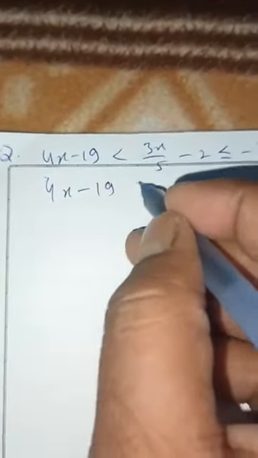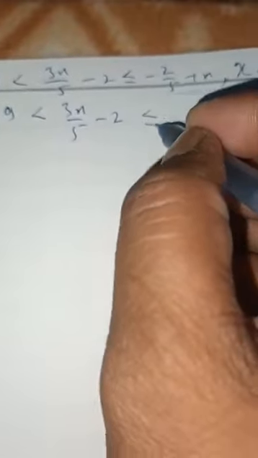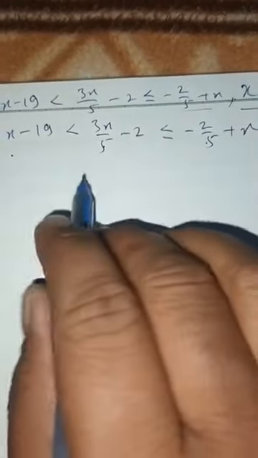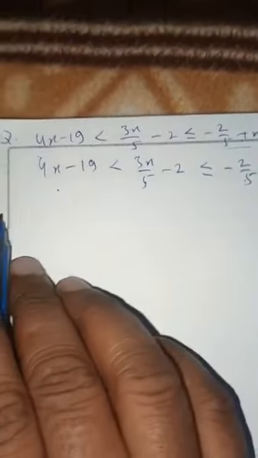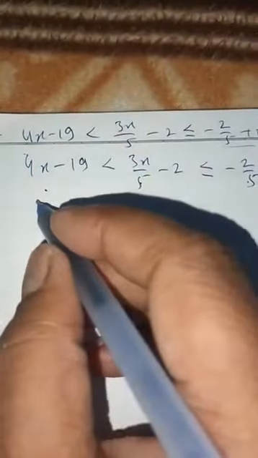So first of all it should be written as it is. 4x minus 19 is lesser than 3x upon 5 minus 2 is lesser than or equal to minus 2 upon 5 plus x. So the very first step is to remove this denominator. In the denominator we have 5. If different denominators are there, then we have to take the LCM of all the denominators, and the whole inequation should be multiplied with that LCM. But here the plus point is that we have only one denominator, that is 5. So multiply this inequation by 5.